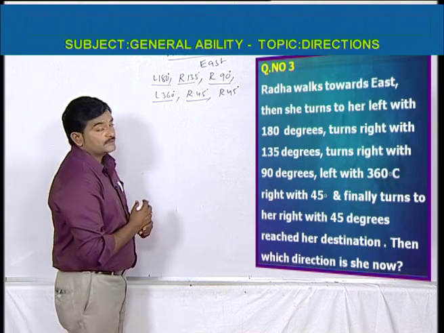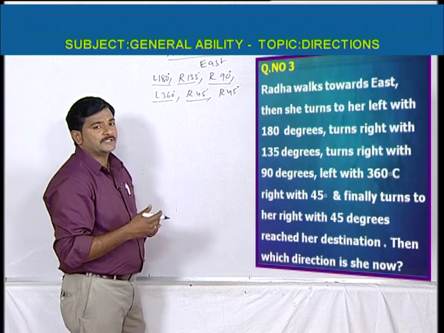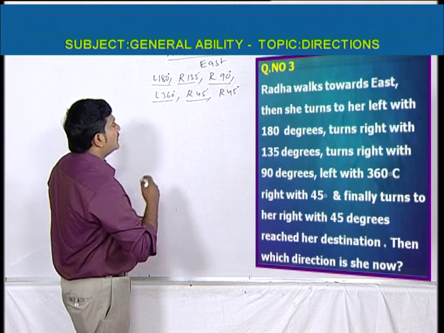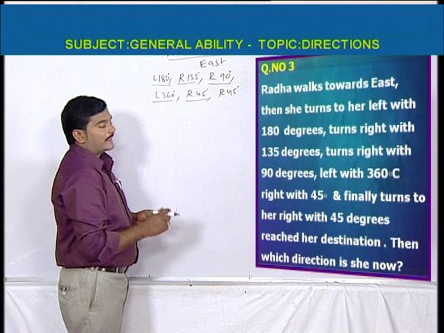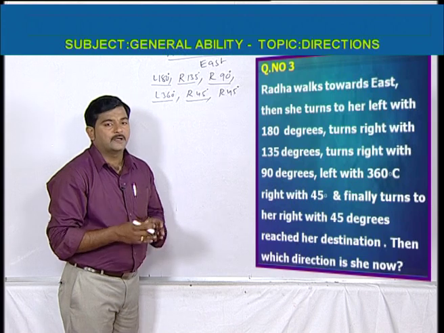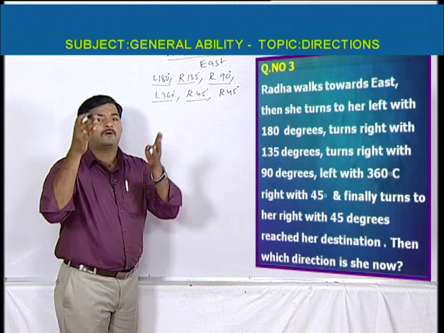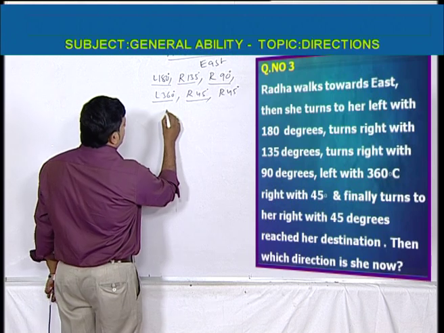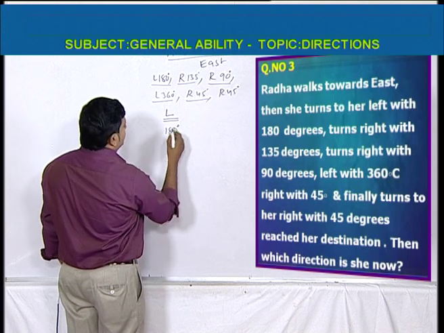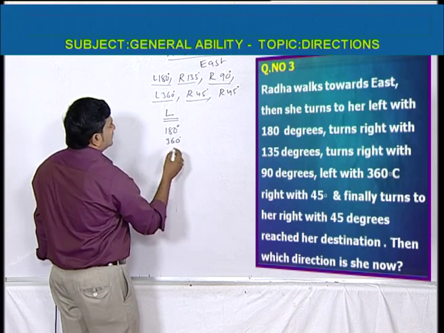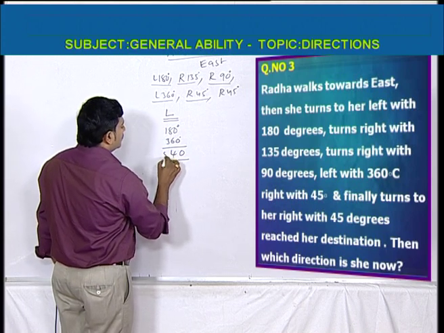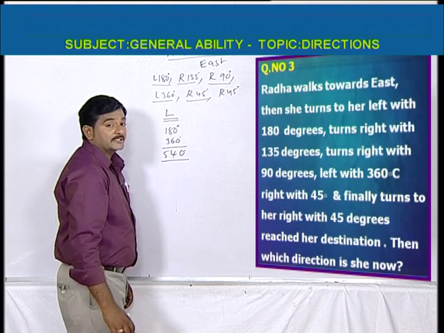So again, to solve these questions, in general we can solve without using any shortcuts, or simply there is a shortcut for this type of question also. What you have to do is simply add all the left side angles and add all the right side angles. Taking all left side angles: first angle is 180 degrees, and next is 360 degrees. There are only two left side angles. So 180 plus 360, I am getting 540 degrees.